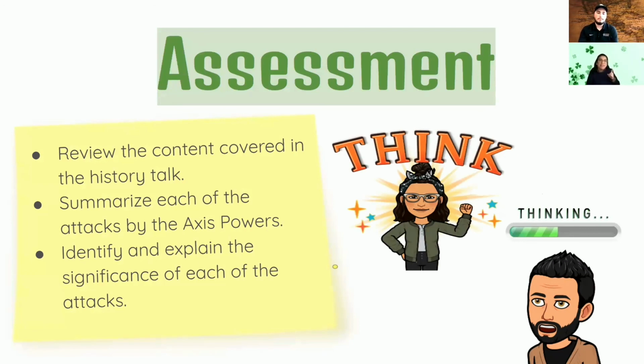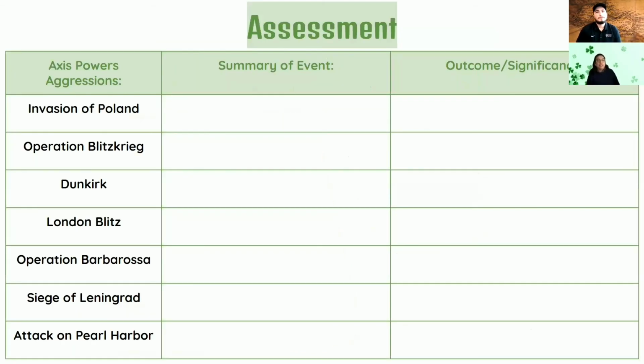And if you guys are paying attention, you'll understand just how easy that is for this activity. You'll notice that you're going to have a slide that looks just like this, and it's going to list each one of the attacks or aggressions by the Axis powers, including the invasion of Poland, Operation Blitzkrieg, Dunkirk, the London Blitz, Operation Barbarossa, the Siege of Leningrad, and alas, the attack on Pearl Harbor. Two things you're going to be doing again: summarize the event in your own words, not Google's words, your own words, and tell us what is the outcome or significance of each of those events.